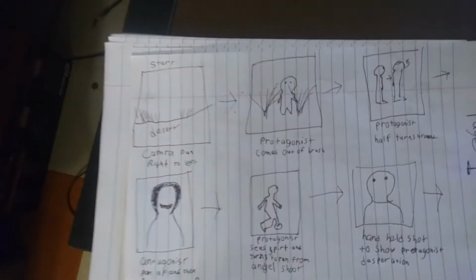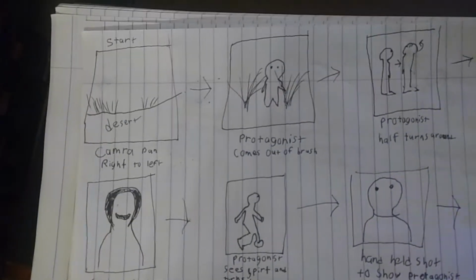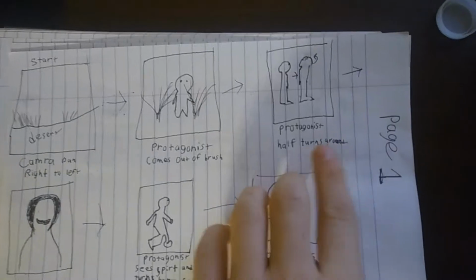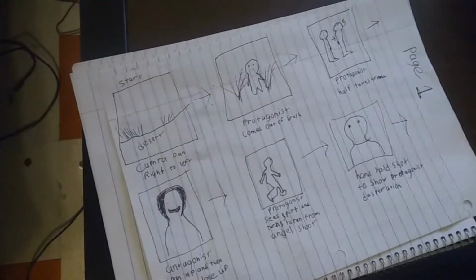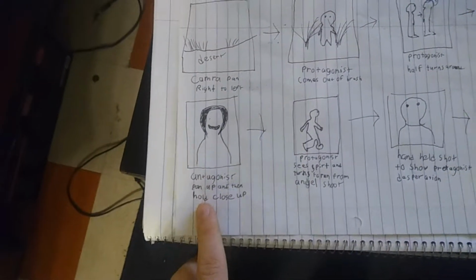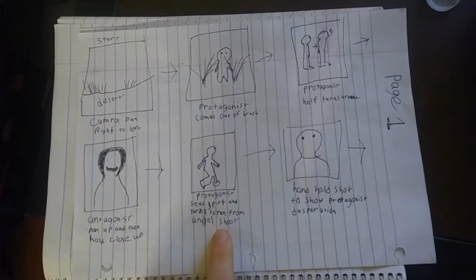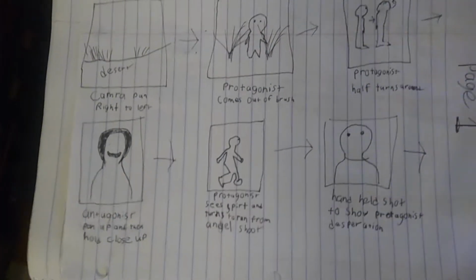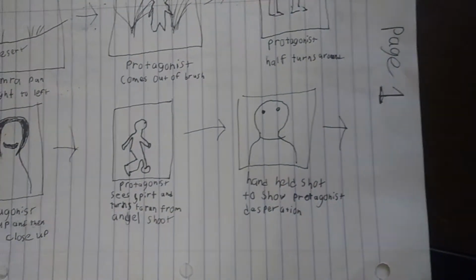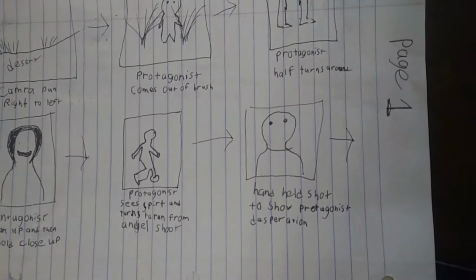The protagonist comes out of the brush in the same shot and then stops when it turns around, half turns around. This shows the antagonist with a pan-up shot, then holds a close-up. This turns into the protagonist seeing the spirit, then turning to run away from it with an angled shot. This goes to the handheld shot to show the protagonist's desperation.